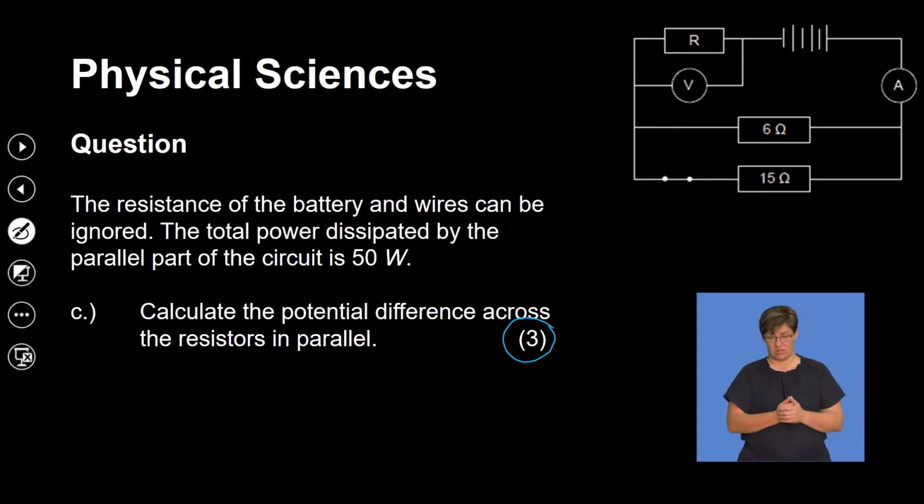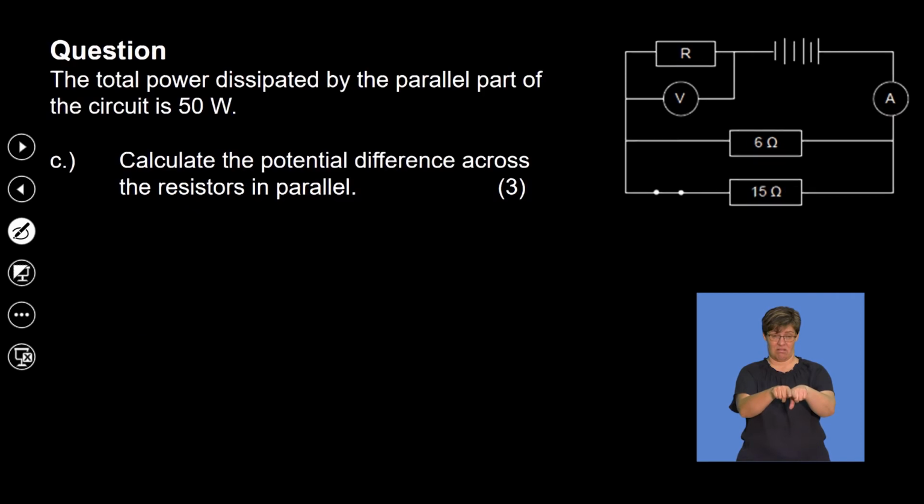Right. So we are given the power of the parallel combination. If we are to do that, we can use the power formula because we've got the resistance of the parallel combination. And what are we looking for? We're looking for the voltage. So the formula is P equals V squared over R. This is R parallel that we're using because it says for the resistors in parallel.